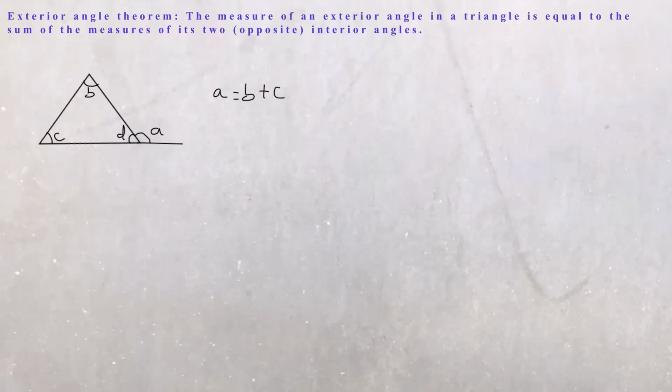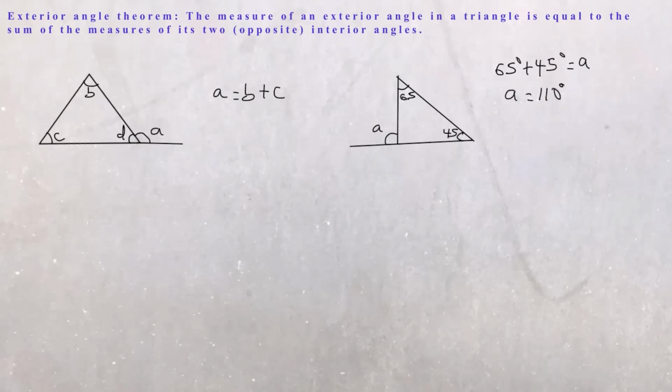Also, angle A and D will sum up to 180 degrees because they are on a straight line. Considering this example, to get angle A, just add up the two opposite interior angles in the triangle, which is 65 plus 45, and we have 110 degrees. So A equals 110 degrees.